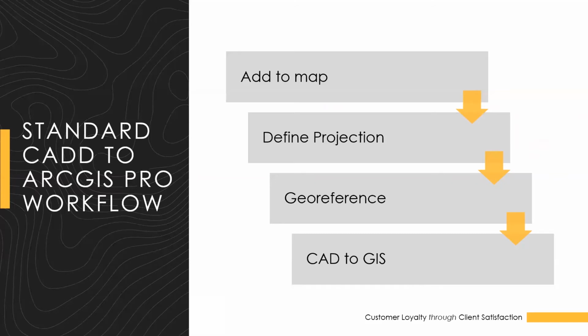Next, let's take a look at what a standard CAD to GIS workflow would look like in ArcGIS Pro. First, we will need to add our CAD data to the map. Then we will need to define a projection to that data. If our data is not in the correct projection and correct location after the projection is defined, the data will then need to be georeferenced. After our data is in the right location, we can use the Export to CAD tool to get our data into a GIS-friendly format to be able to edit and share the data. Now let's take a look at each step in more detail.